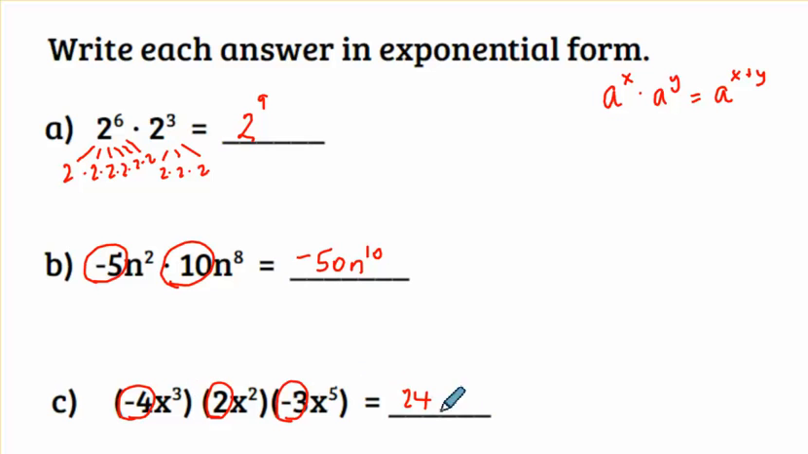Now we get to our x's. Our base will stay the same, and I have x to the 3rd, x to the 2nd, and x to the 5th. And I know that I add my exponents, so 3 plus 2 is 5, and 5 plus 5 is 10. So my answer there was 24x to the 10th power.